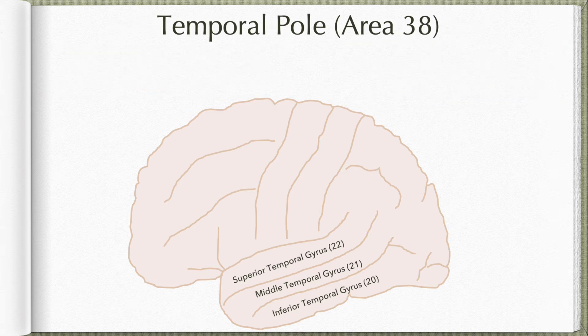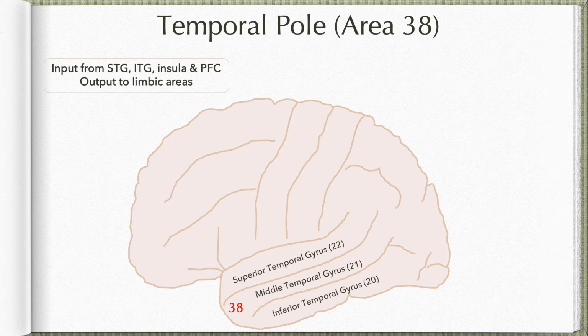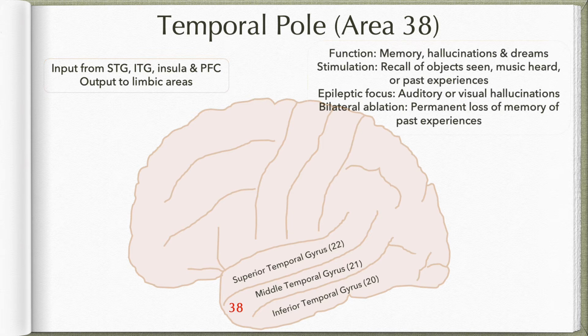Now, the temporal pole, or area number 38, will receive input from superior temporal gyrus, inferior temporal gyrus, insula, and prefrontal cortex, and its main output is to limbic areas. Its function is, it is involved in memory, hallucinations, and dreams.